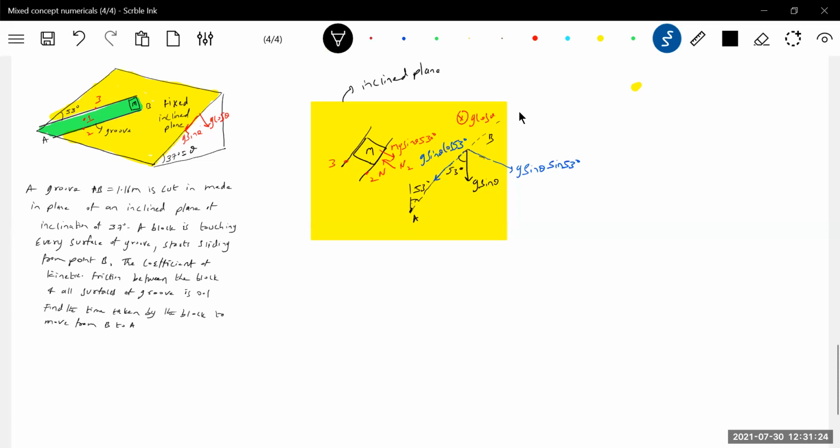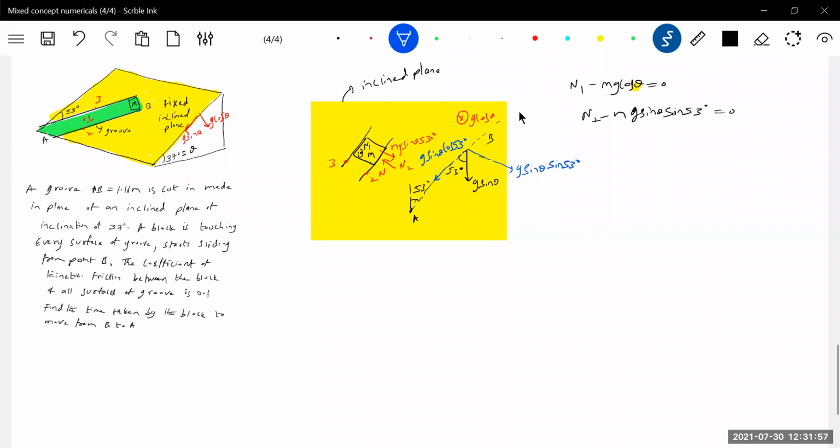The weight mg will act into the plane and we'll get one more normal contact, and that is n1. How will n1 act? Perpendicular to the plane. So what is n1? n1 minus mg cos theta equals 0. n2 minus mg sin theta sin 53 equals 0.